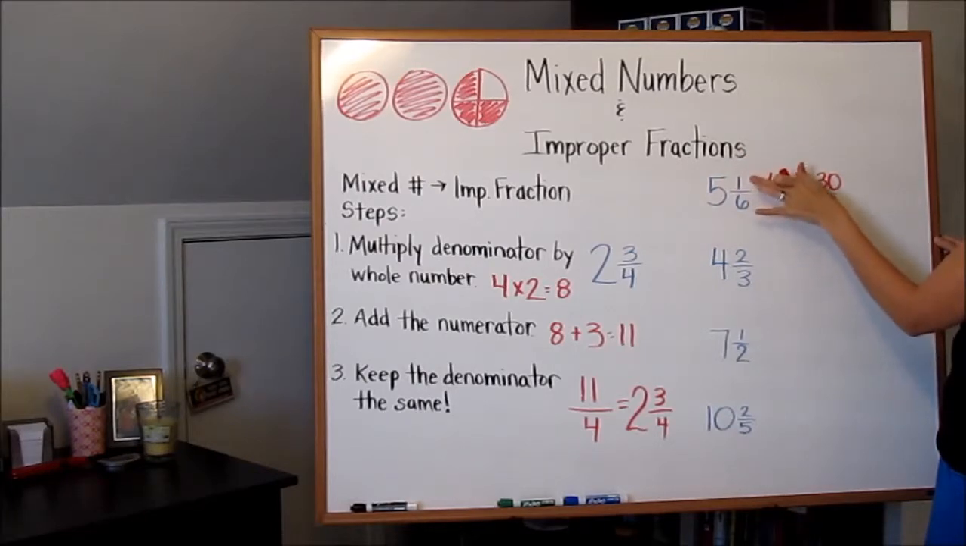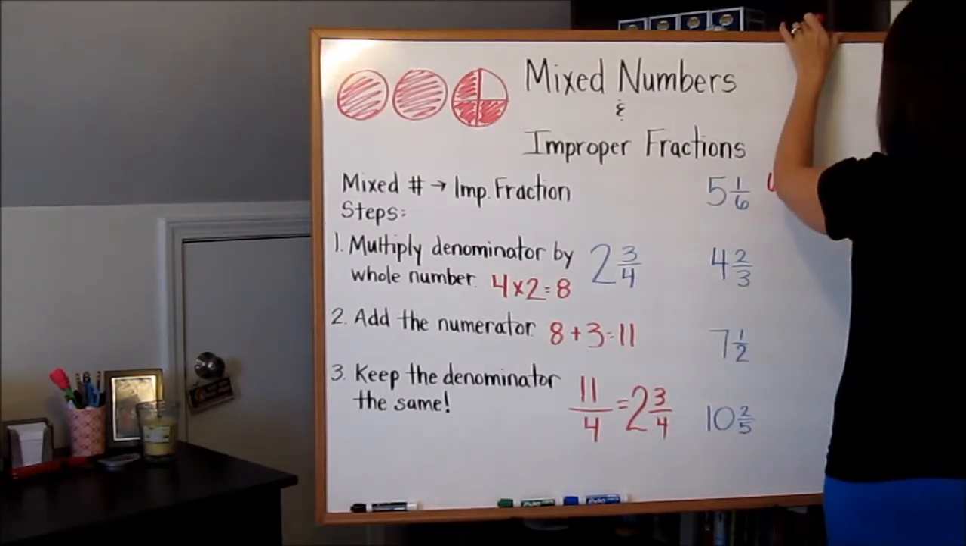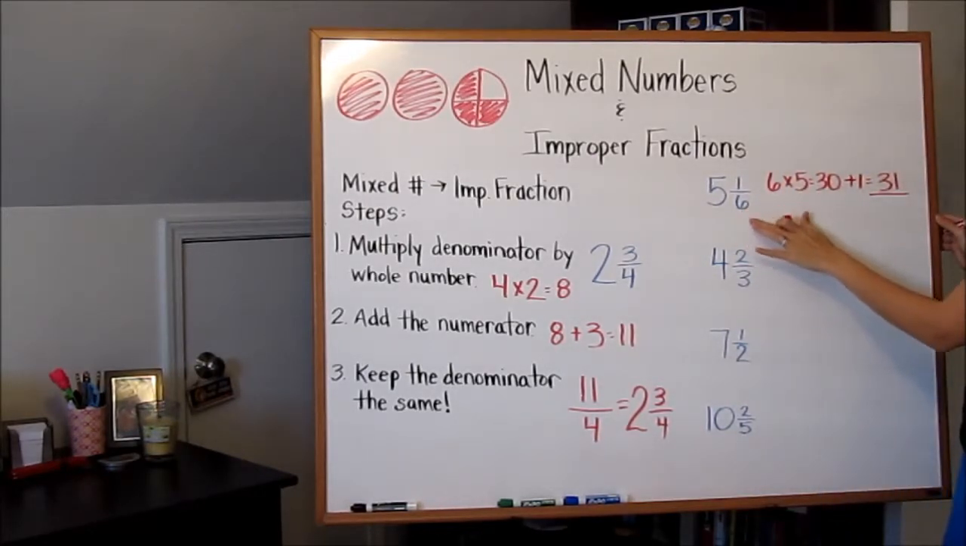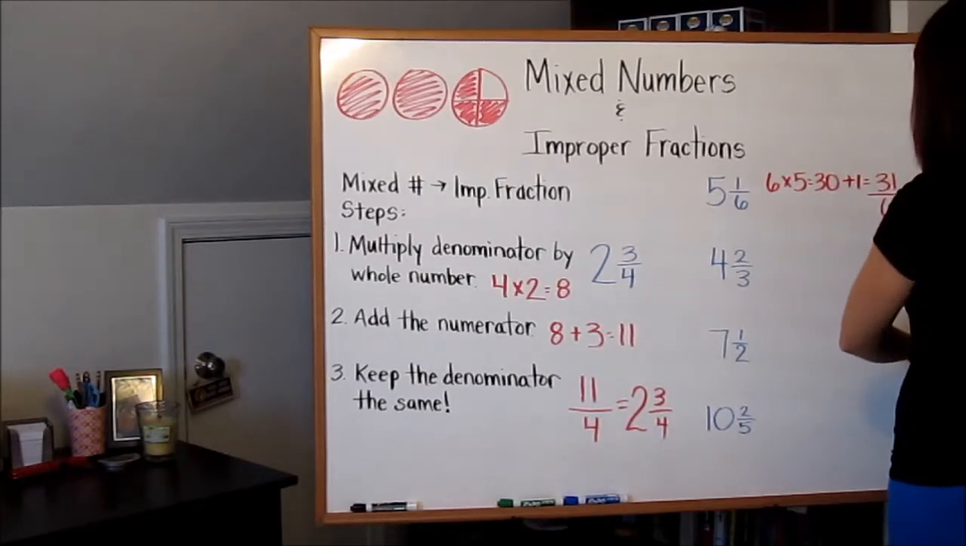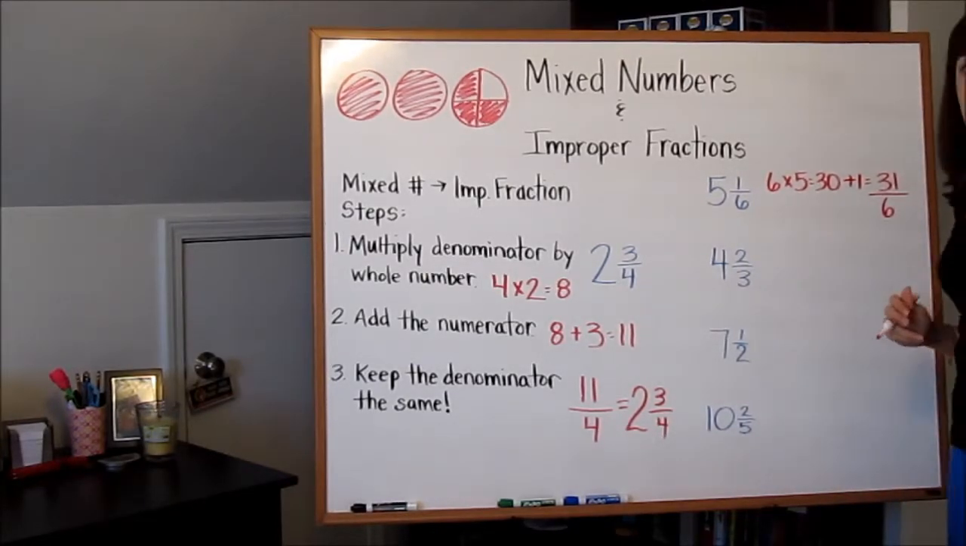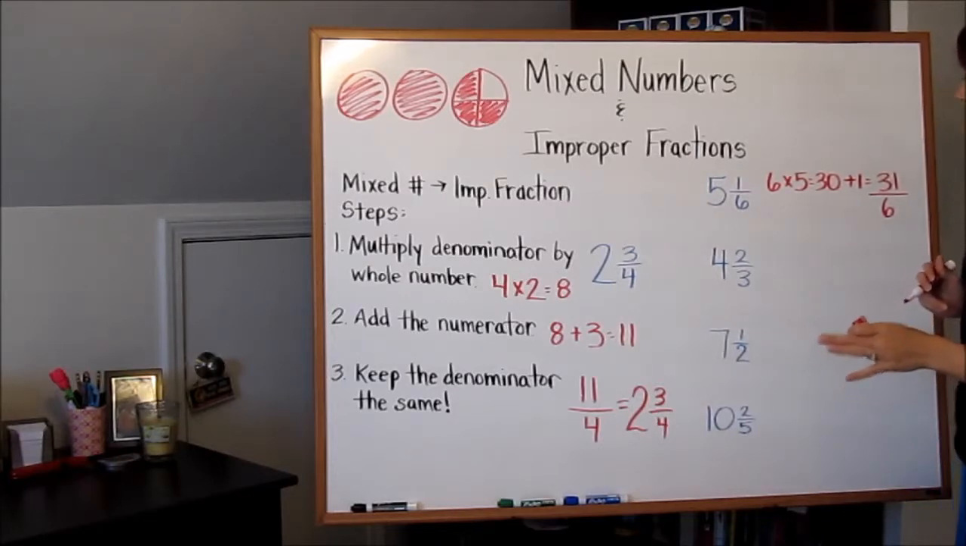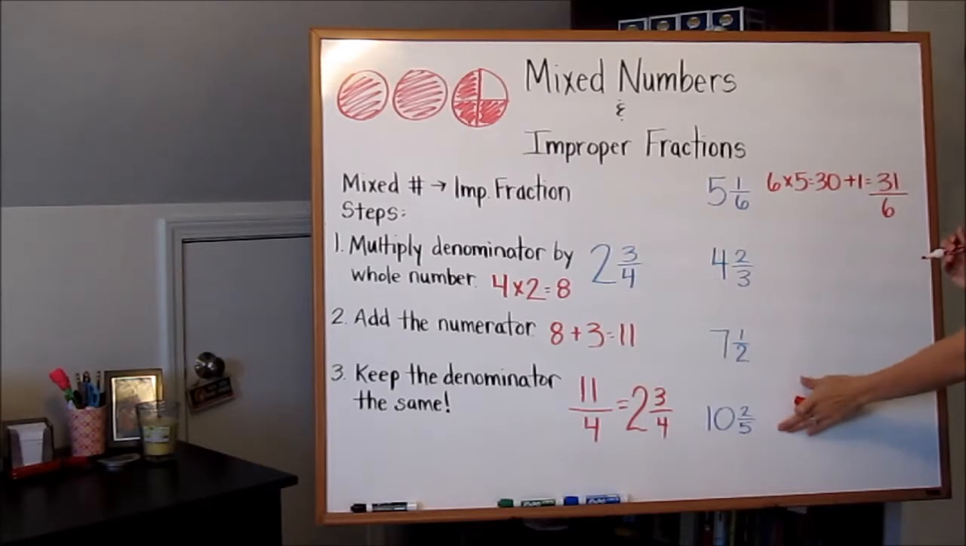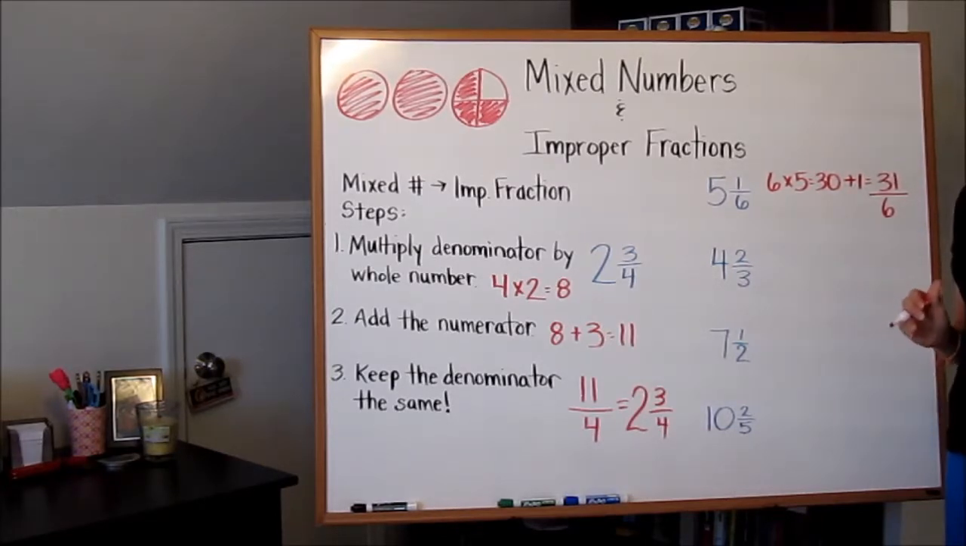And then I'm going to add my numerator. So plus 1 equals 31. And then my next step is just to move my denominator over. Okay, so 5 1/6 as an improper fraction is 31/6. You can pause the video now if you'd like and go ahead and try these next 3 examples on your own. If you don't feel confident enough yet to do that, go ahead and just follow along with me as I do these here on the board.